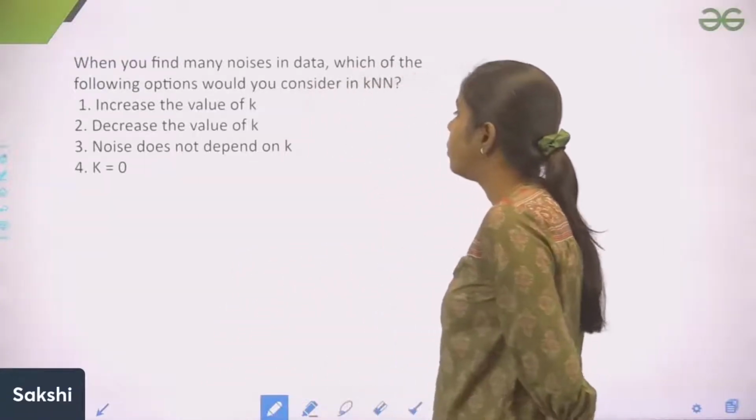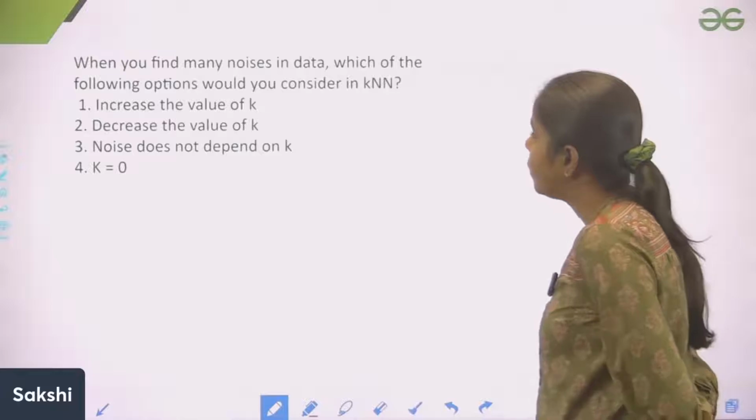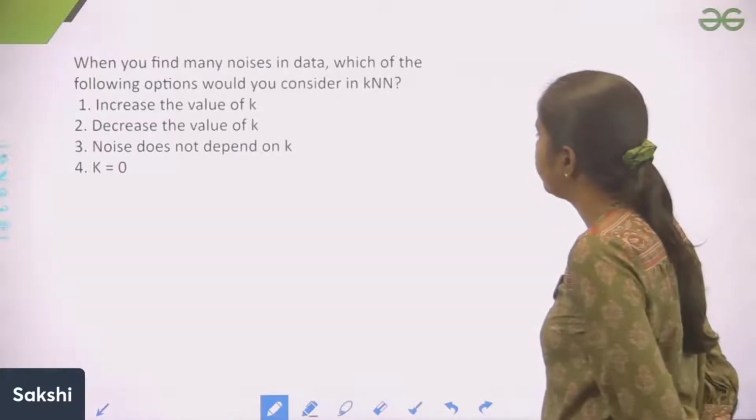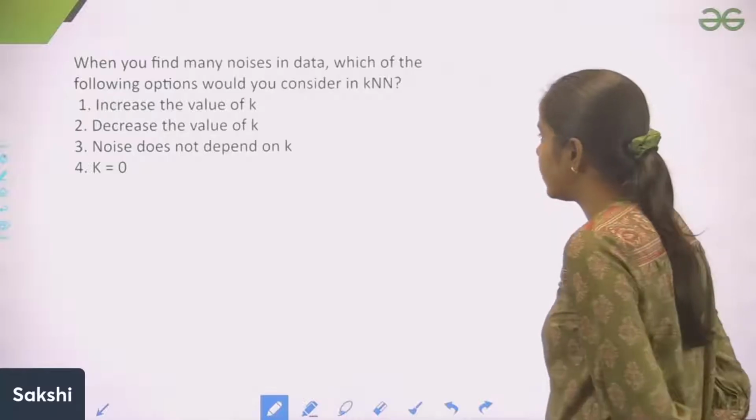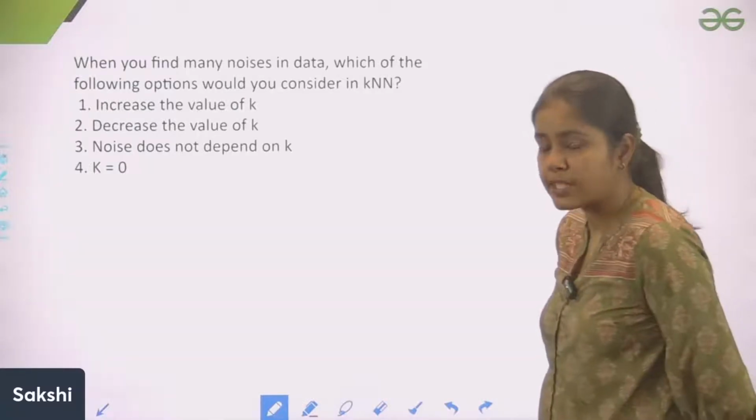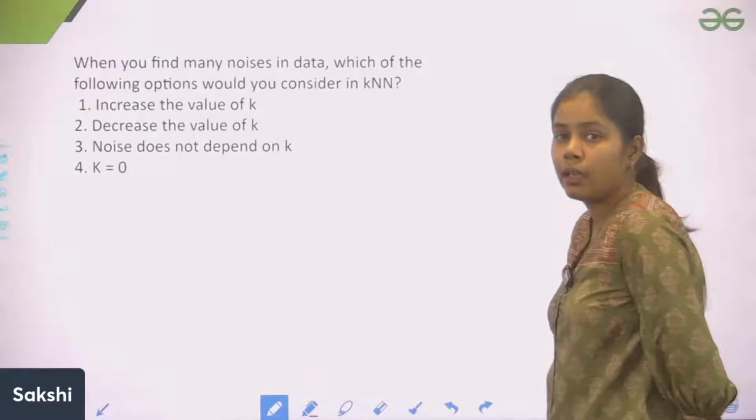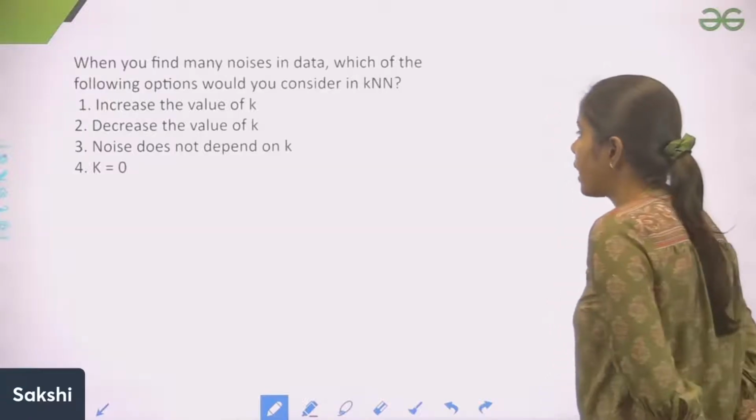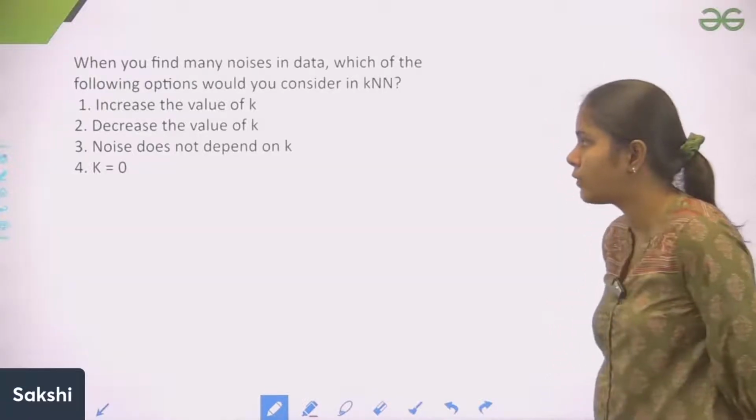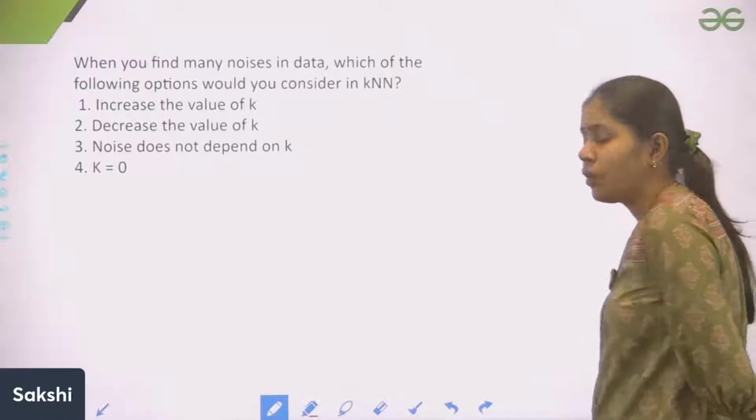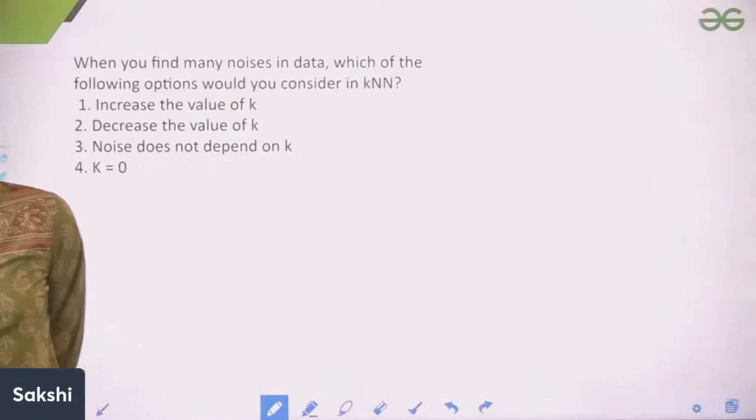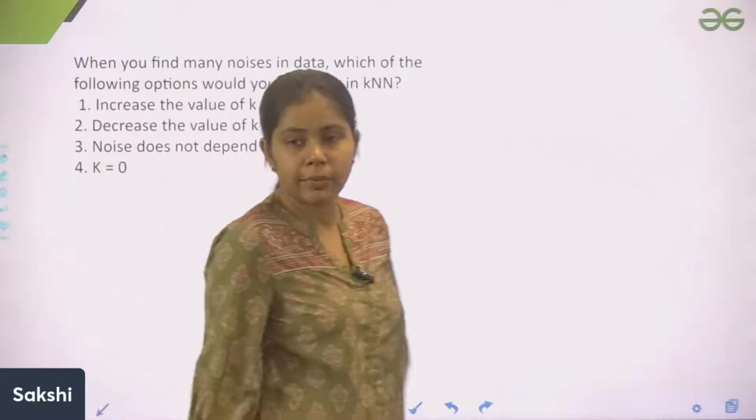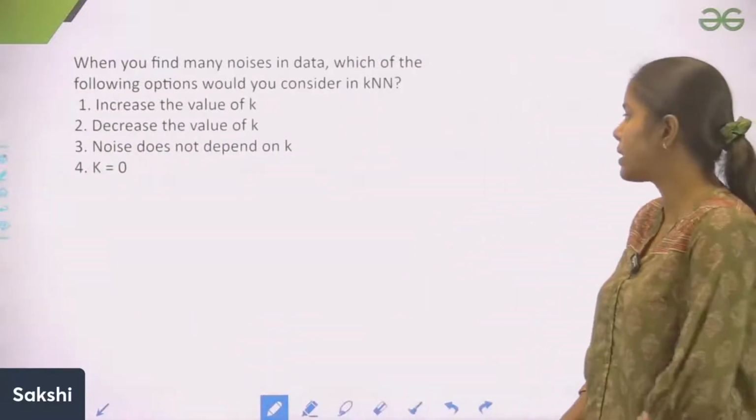ओके, सो हाउ डू यू फाइंड many noises in data, which of the following option would you consider in KNN? अच्छा, when you find many noises in data, अगर तुम्हारे डेटा सेट में काफी ज्यादा नॉइज है, दैट मीन्स काफी ज्यादा आउटलायर्स है, तो क्या करोगे तुम, क्या इंक्रीज करोगे वैल्यू ऑफ के, डिक्रीज करोगे वैल्यू ऑफ के, नॉइज डज नॉट डिपेंड ऑन के, और के इज इक्वल्स टू 0. थिंक अबाउट इट एंड लेट मी नो गाइस, व्हाट वुड यू कंसीडर डूइंग.